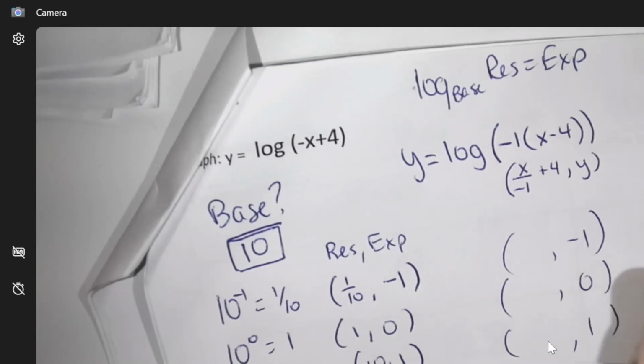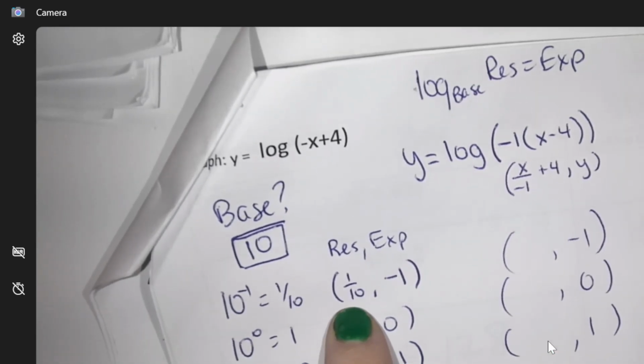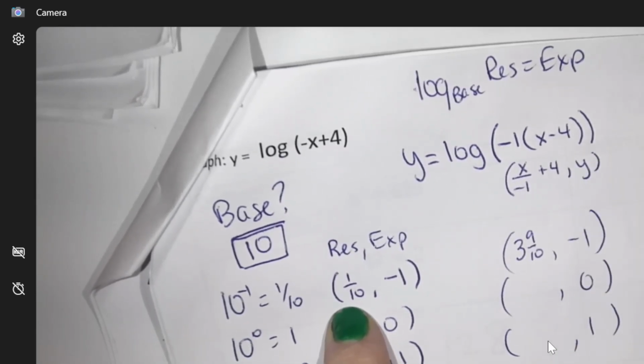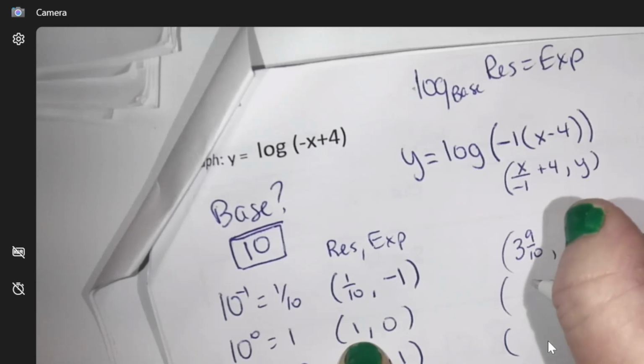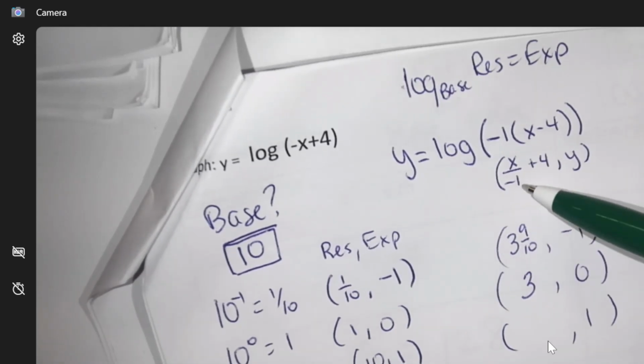Okay, here we go. Negative 1/10, negative 1/10 plus 4. Negative 1/10, and then you add 4. Okay, negative 1 plus 4. Negative 1 plus 4. And then this would be negative 10 plus 4.